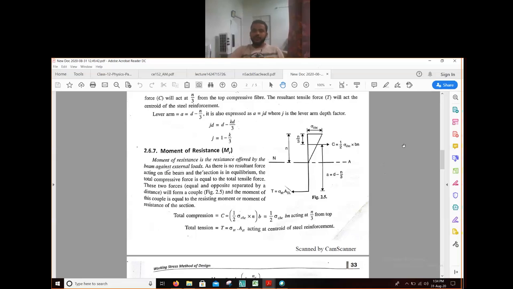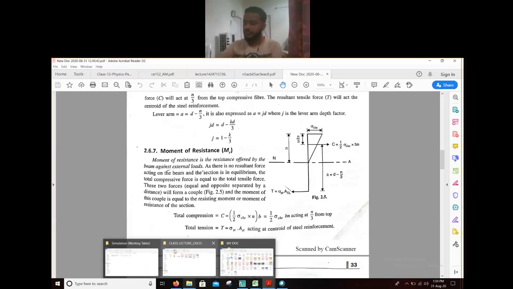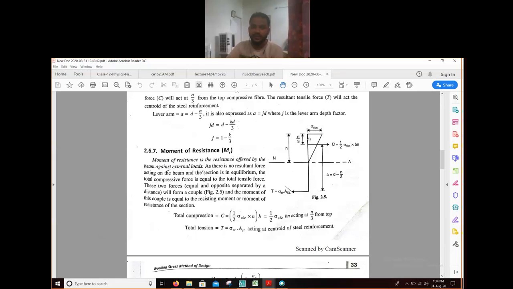Tension is not a distance, it is our force. So our formula of bending moment is force into distance. So either we can consider this tension force or we can consider this compressive force. But which distance will we consider to find out bending moment? We can see a lot of distances are there: this n by 3, this n, capital D, this a. Which distance will we consider?